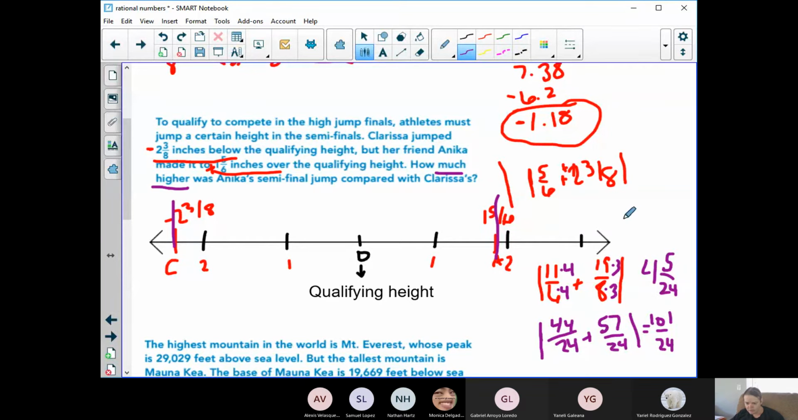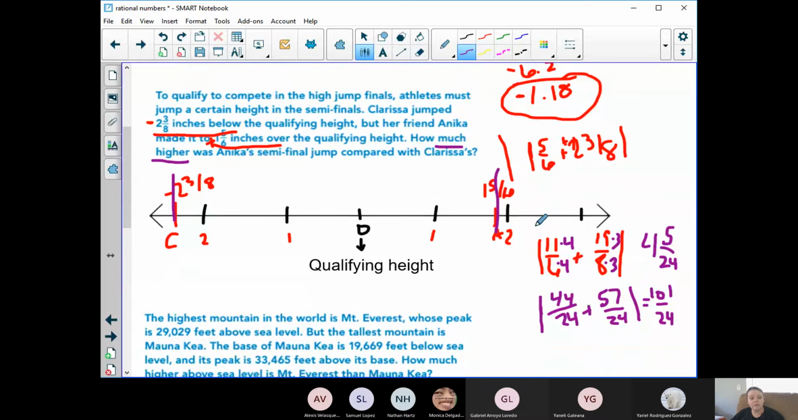How did I get 3? Oh, so when I converted to common denominators, is that what you're asking about, Yariel? And Monica, I added because we were subtracting a negative. So I just changed this to plus a positive up here. Because remember, 2 negatives make a positive.